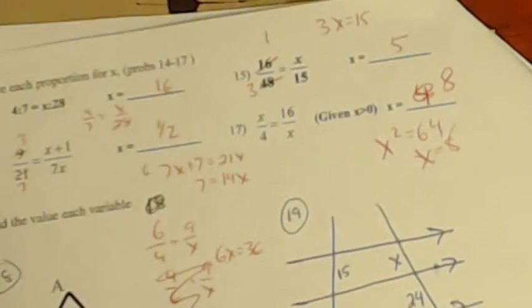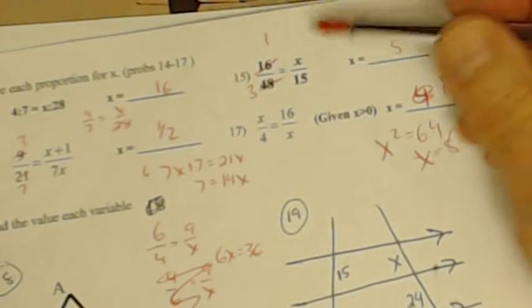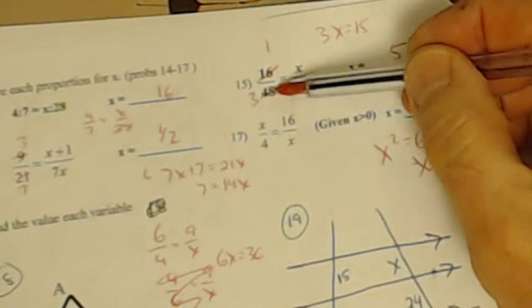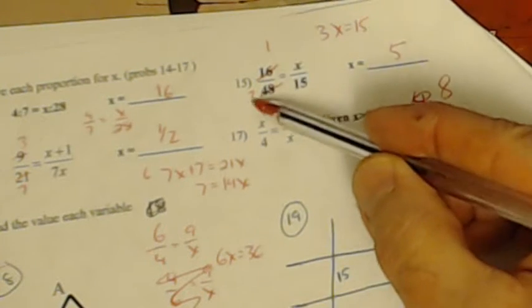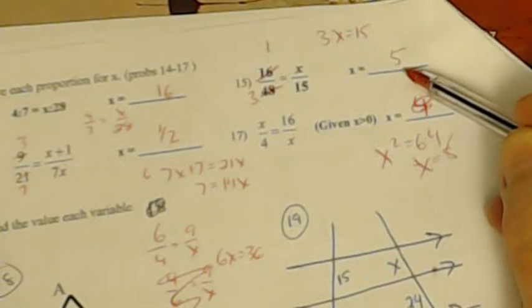On problem number 15, I reduced the 16 over 48 to 1 over 3 to make the math easier. Now you get 3x equals 15. X will be 5.